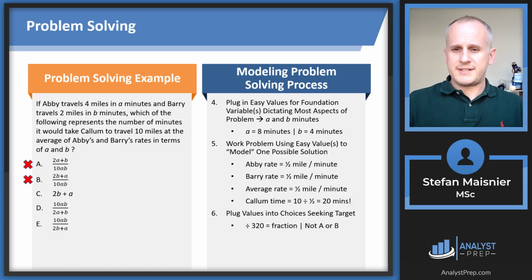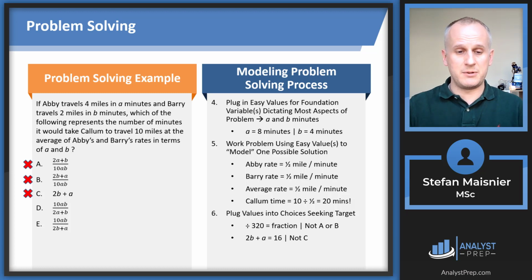Then for 2B plus A, well, that's just going to be 2 times 4, or 8, plus A, which is 8, which is 16, and 16 is not 20, so simple enough. Then for choice D, we've got 10 times AB, which we've already established is 320, and that 320 is going to be divided by 2 times A, which is 16, plus 4, which is 20, and 320 divided by 20 is 16, not the target 20.